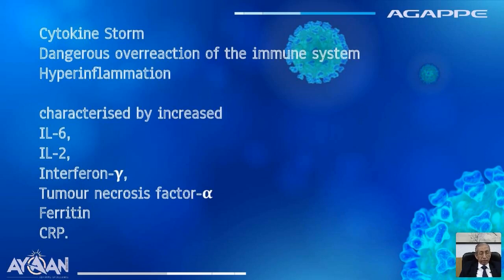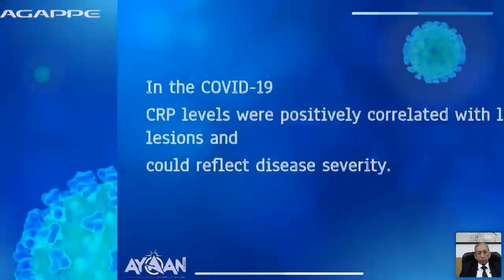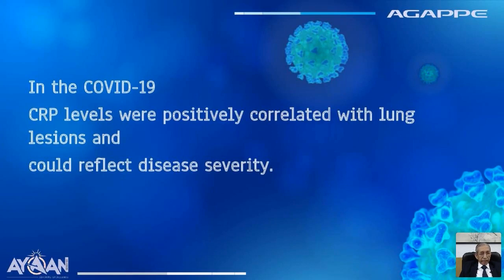Even our Agappe has marketed ferritin and CRP. Out of this, ferritin is not very useful for the diagnosis, which I shall come to later, whereas CRP is very important and very useful for the prognostication of the disease. In COVID-19, CRP levels were positively correlated with the lung lesions and could reflect the disease severity. Many papers have been published showing that CRP levels go hand in hand with the disease severity, and therefore for monitoring purposes, CRP is very useful.